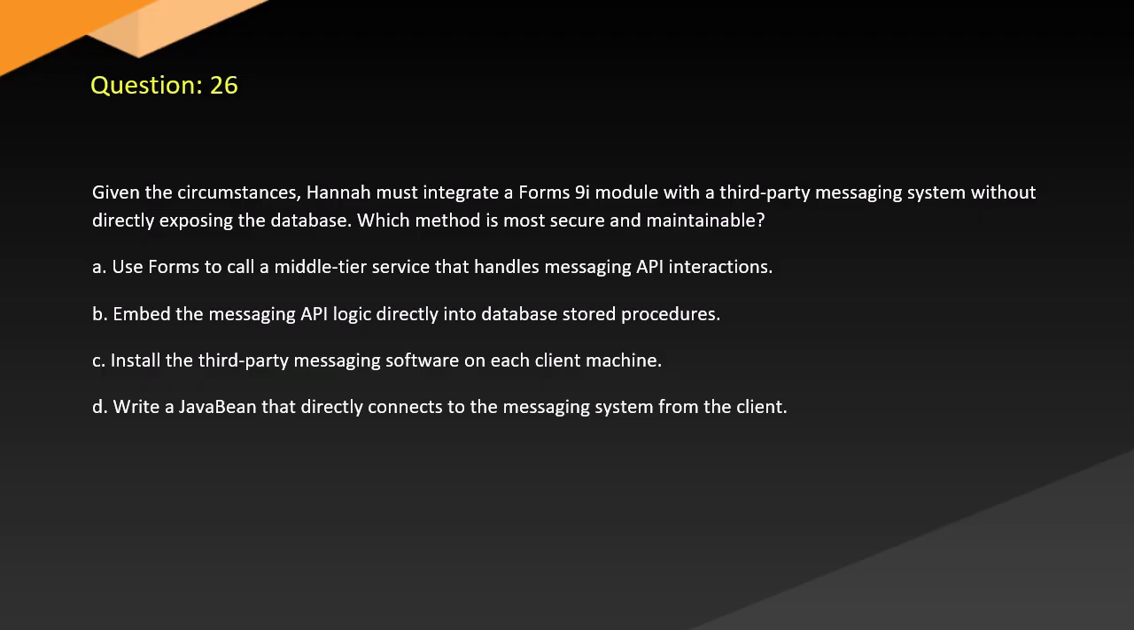Question 26. Given the circumstances, HANA must integrate a Forms9i module with a third-party messaging system without directly exposing the database. Which method is most secure and maintainable? A. Use Forms to call a middle-tier service that handles messaging API interactions. B. Embed the messaging API object directly into database stored procedures. C. Install the third-party messaging software on each client machine. D. Write a Java bean that directly connects to the messaging system from the client.